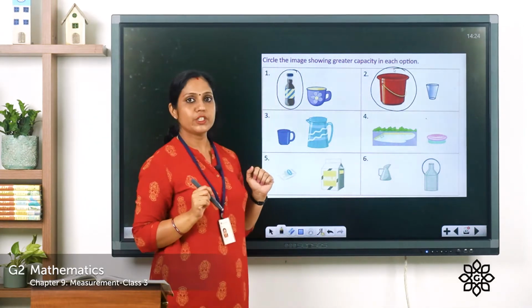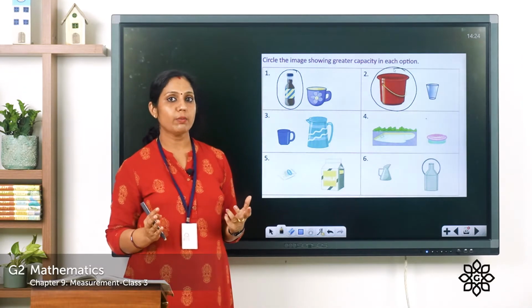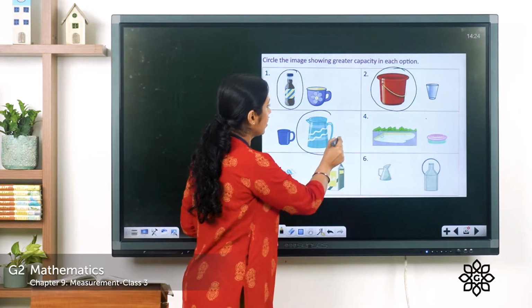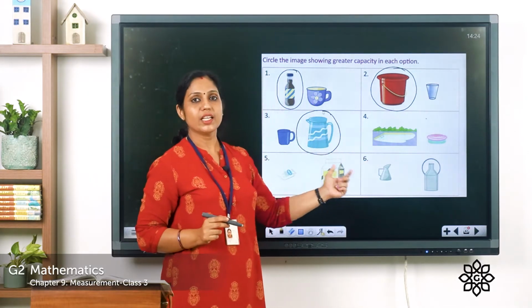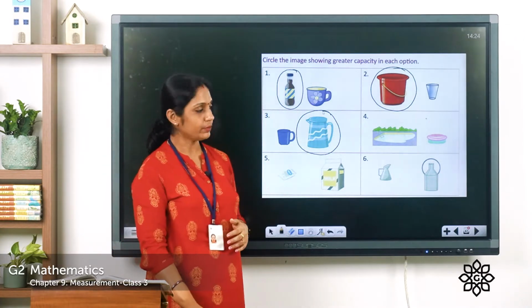Let's look at the third picture. Here you have a cup and a jug. So which can hold greater amount? The jug can hold greater amount. So you can circle this option. Similarly, you can check the other exercise and circle it. Now let's move on to our next topic.